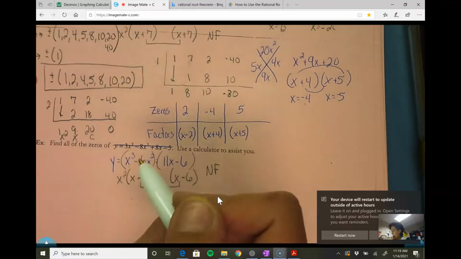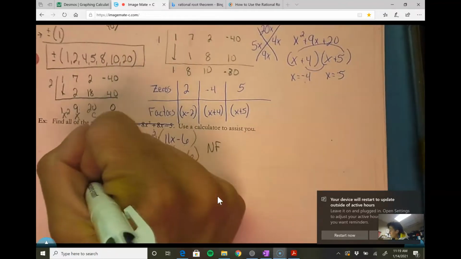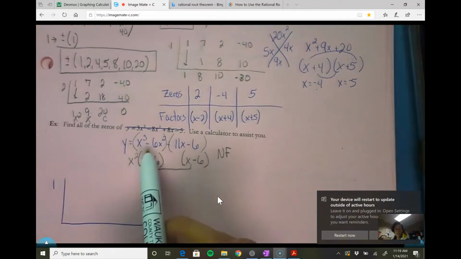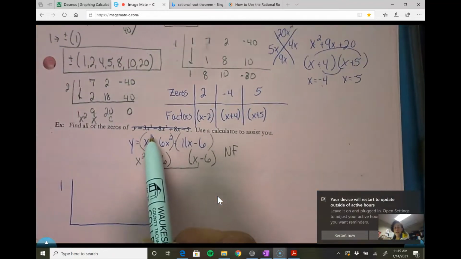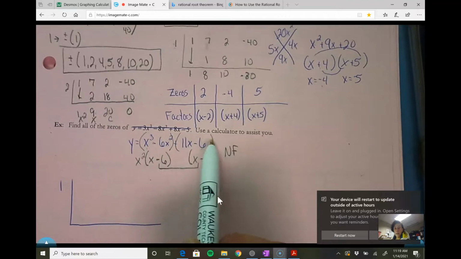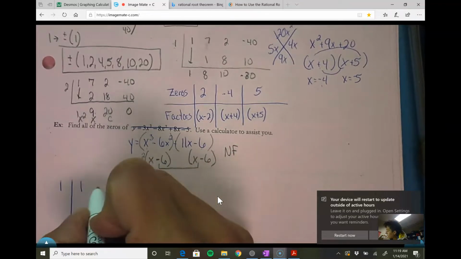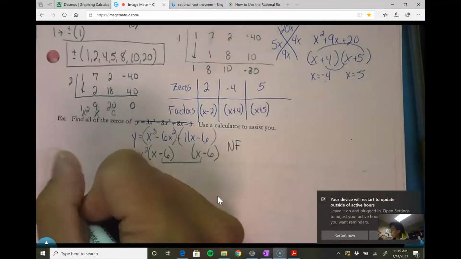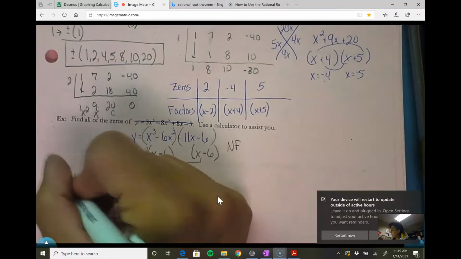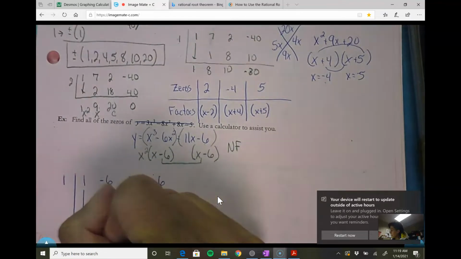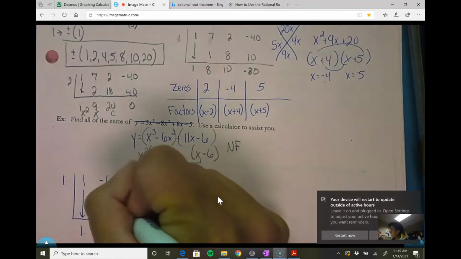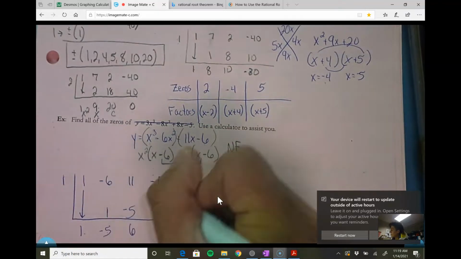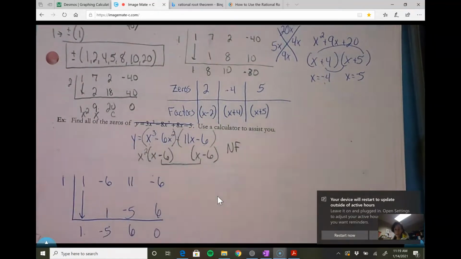As I said, 1 usually works, and this is the first time it's working, so I'm going to put it here. And again, I need to make sure I have my countdown of x's, 3, 2, 1, 0. So I've got 1, I've got negative 6, I've got 11, and I've got a negative 6. And you always bring that first number down. 1 times 1 is 1. I'm going to add those up. 1 times negative 5 is negative 5. Add those up. 1 times 6 is 6. Add those up, and we do get 0.